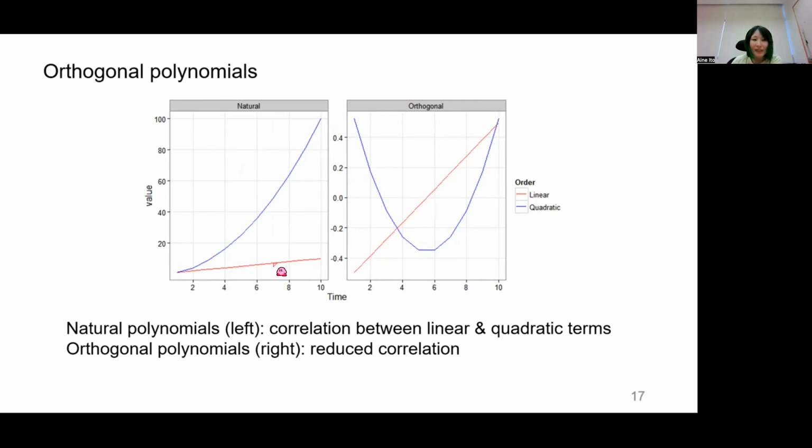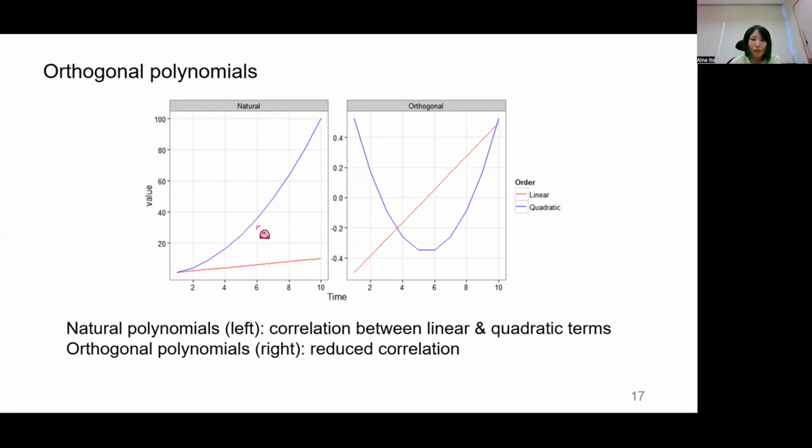But you can see that these are correlated with each other to some extent. So if this increases, this also increases. And that's a problem. If you wanted to include both the linear and quadratic terms in the same model, that's a problem because you can't really estimate the contribution of the linear term and the quadratic term independently, because they are related.